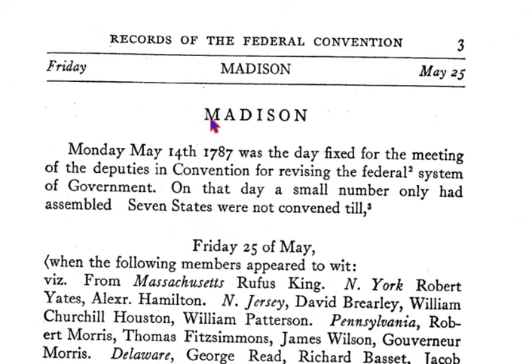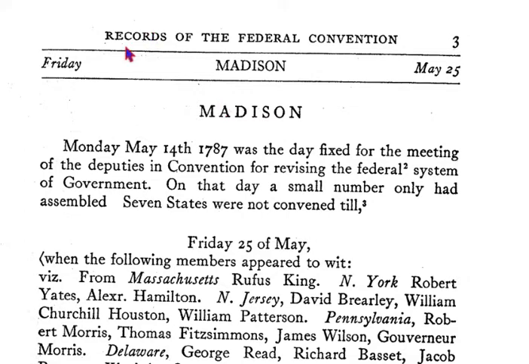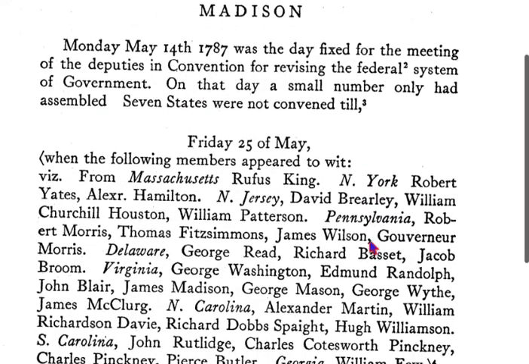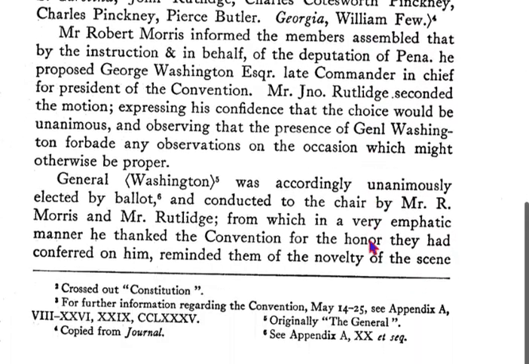Now here we see in the Madison Papers, as part of the records of the Federal Convention, that on Monday, May 14th, 1787, the day fixed for the meeting of the deputies in convention for revising the federal system of government. So that federal system of government was already in the Articles of Confederation, the Confederate government, a federal government. On that day, a small number only had assembled. 7 states were not convened till later. So it goes on to say that they had to wait until more people were able to show up.